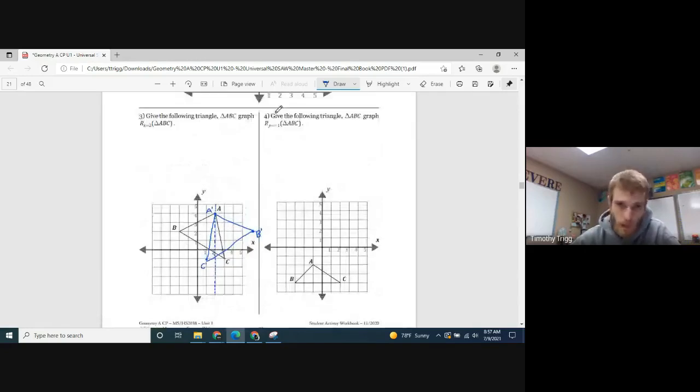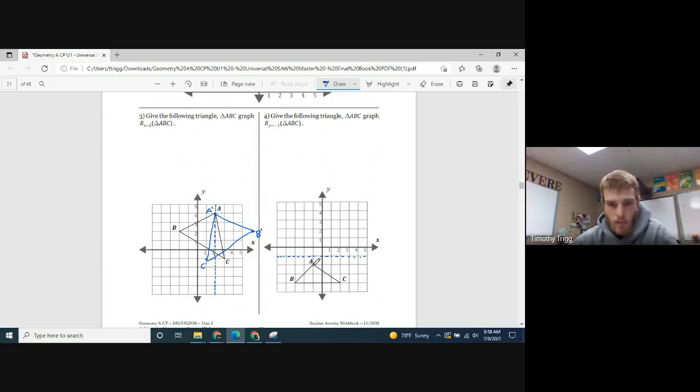Now let's try number 4 here. So in this case, we're going to reflect across y equals -1. So y equals is going to be a horizontal line, and we do it at -1. So that's going to be across here. Then you would reflect each point across this reflection line.